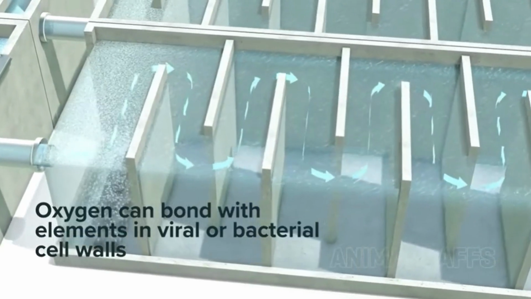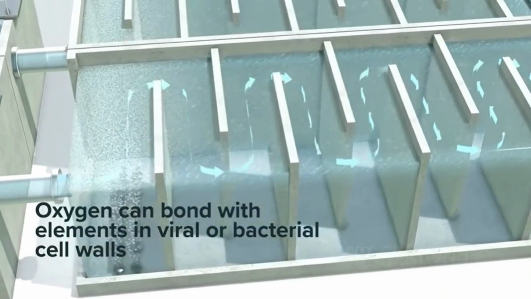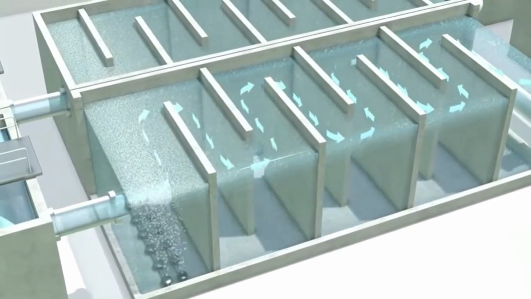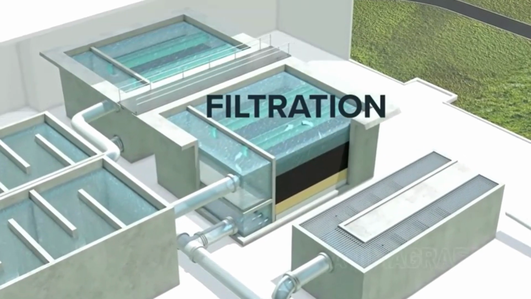Oxygen also bonds with elements in virus or bacteria cell walls, disrupting their function and altering their surface charge and any other remaining contaminants.